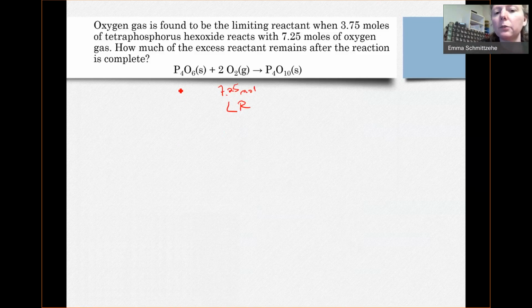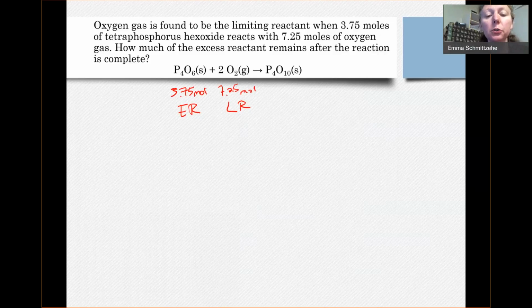And then we have 3.75 moles of P4O6, so that must be the excess reactant. If the O2 is the limiting reactant, the P4O6 has to be the thing in excess. Now I want to know how much of the excess reactant remains after the reaction. So it's helpful to kind of ask yourself a question that isn't asked here. Well, how much of the excess reactant actually reacts, okay? Or how much is needed to react that O2?